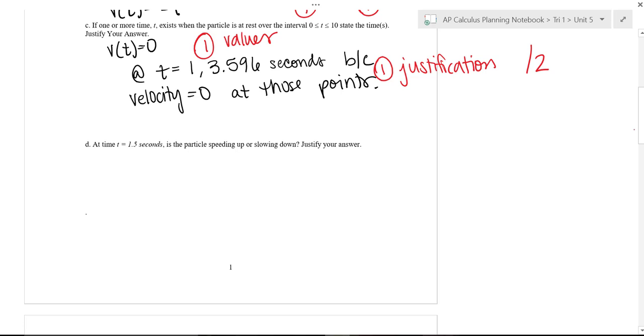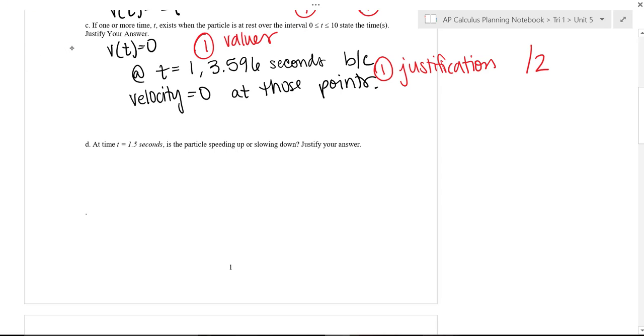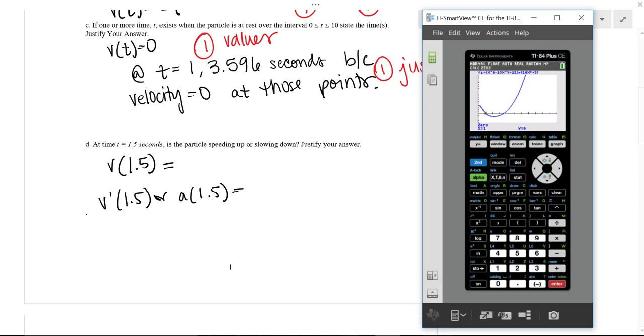Looking at part D, it asks at t equals 1.5, is the particle speeding up or slowing down, and then justify your answer. So we really want to look at 2 different things here. We're looking at the sign of the actual value, so what is the sign of v of 1.5, and then what is the sign of the derivative, or acceleration. So either v prime of 1.5 or a of 1.5, right? And we're asking ourselves what is happening here? Positive or negative velocity or acceleration.